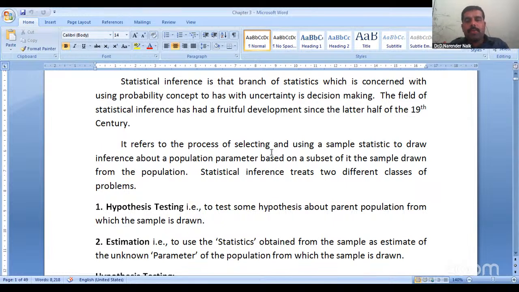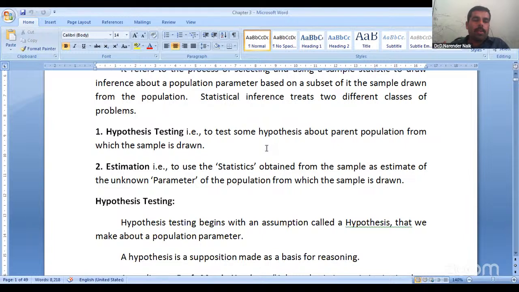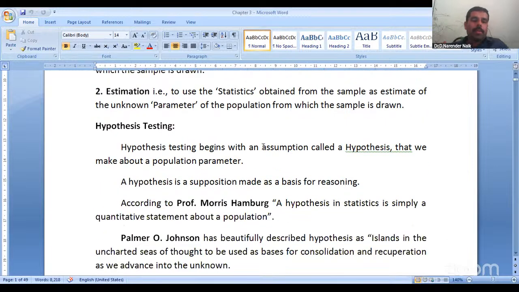Statistical inference treats two different classes of problem. That is number one, hypothesis testing: to test some hypothesis about the parent population from which the sample is drawn. Then estimation: to use the statistics obtained from the sample as an estimate of the unknown parameter of the population from which the sample is drawn. Okay.